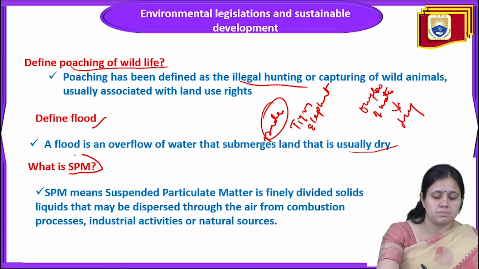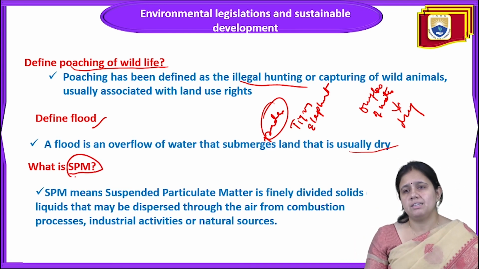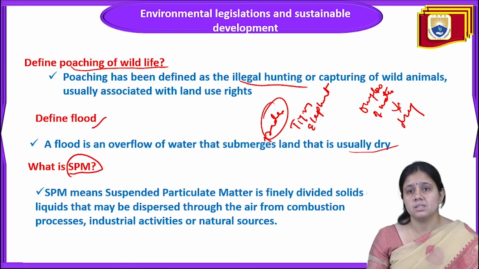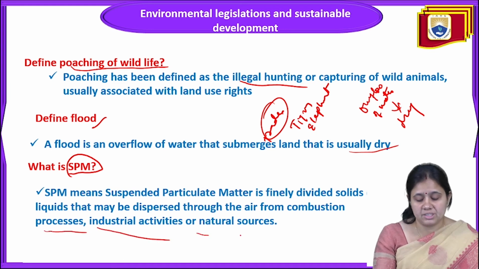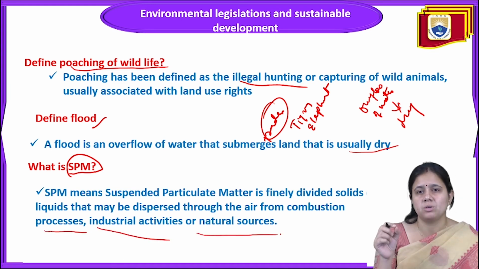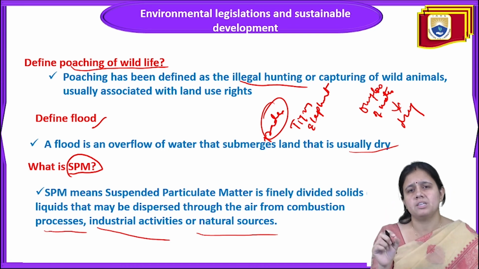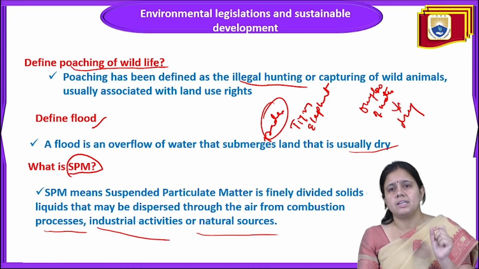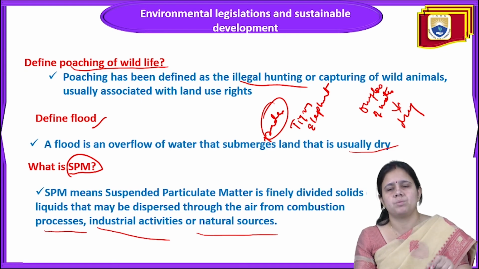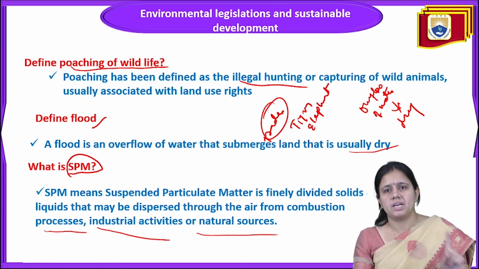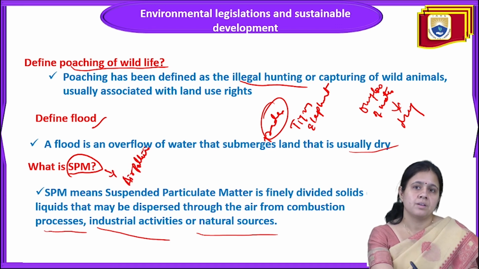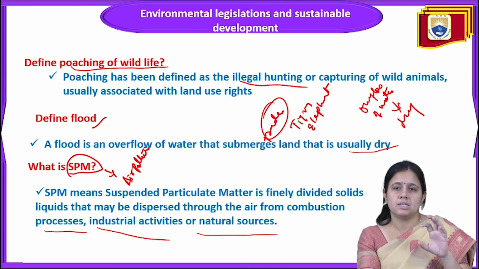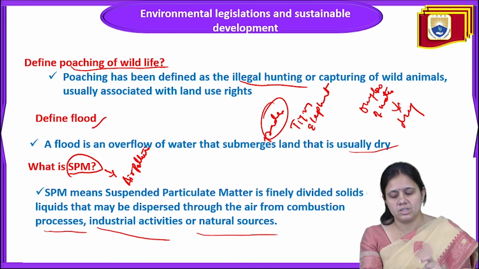And what is SPM? Suspended particulate matter. It is finely divided solids or liquid that may be dispersed through the air from combustion processes, industrial activities or natural sources. SPM means very finely divided solids or liquid matter suspended in the air. It is a very important term in air pollution. SPM is related with air pollution.